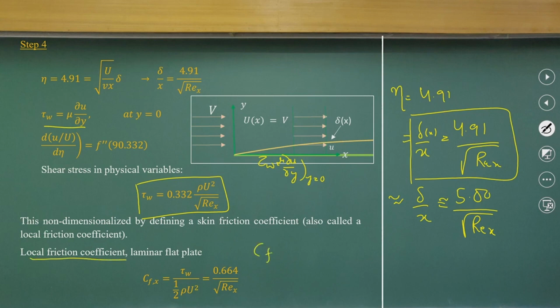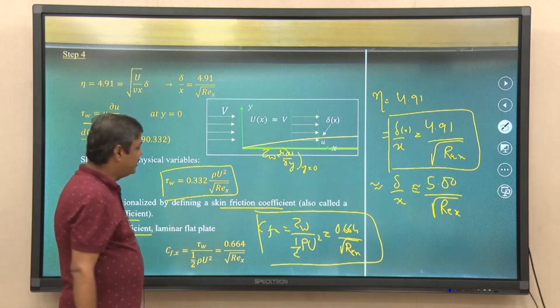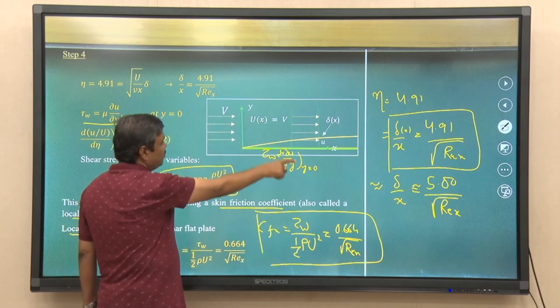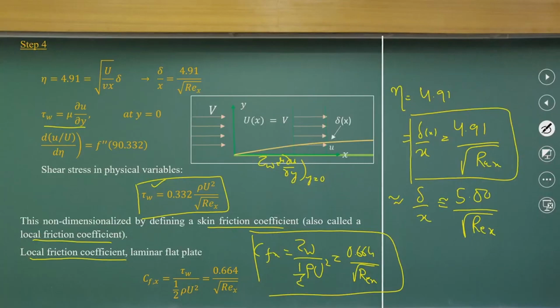Okay. So, the local friction coefficient, I am writing once again, over half rho U squared, capital U squared, comes out to 0.664 over the square root of Reynolds number. Okay. So, this is called the skin friction factor or local friction coefficient. Because of this boundary layer, it is interesting to know how much force is acting on this plate, the drag force and the lift force. So, from this boundary layer thickness, we can get the wall shear stress and the skin friction coefficient, or the local friction coefficient, for the laminar flat plate boundary layer. Okay.